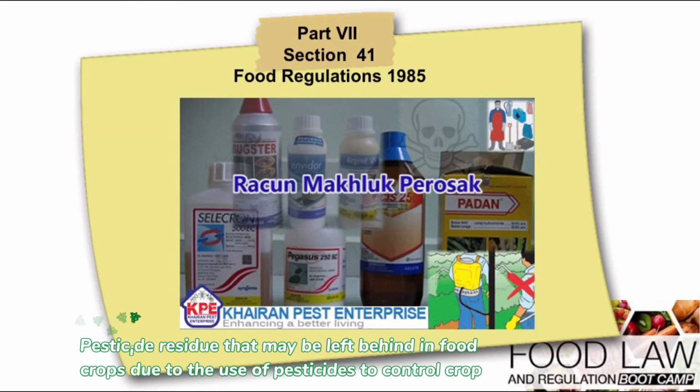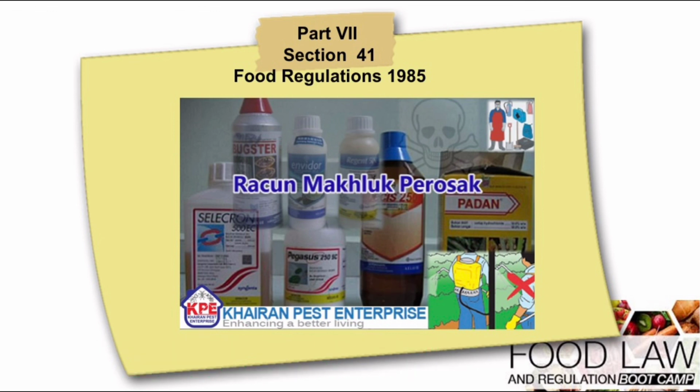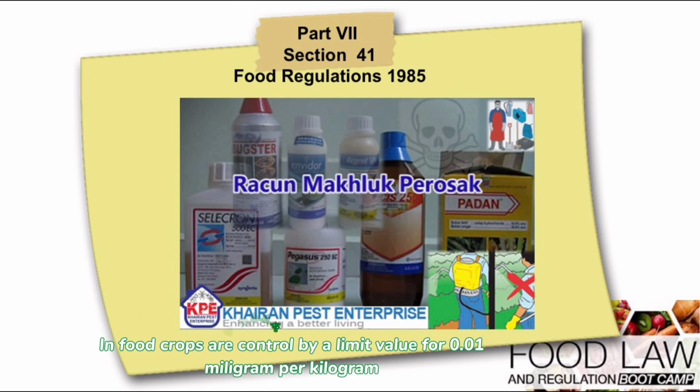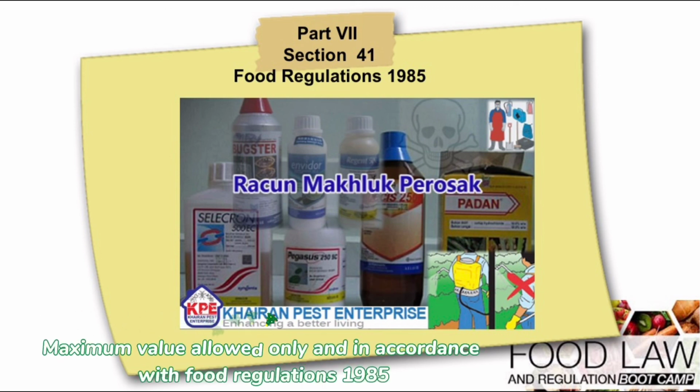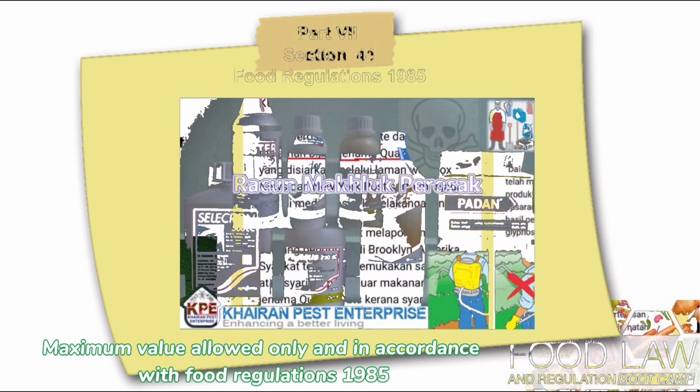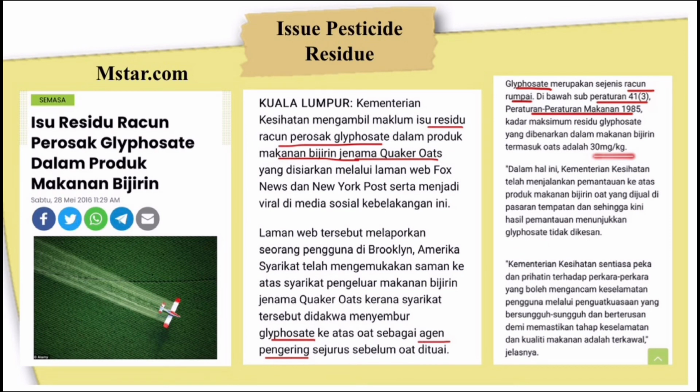And last, regulation 41. Okay, let me explain. Pesticide residue may be left behind in food crops due to the use of pesticides to control the crops so that they are not damaged. Pesticide residue in food crops is controlled by a limit value of 0.01 mg per kilogram, the maximum value allowed, in accordance with the Food Regulations 1985. Okay, this is the issue for pesticide residue.